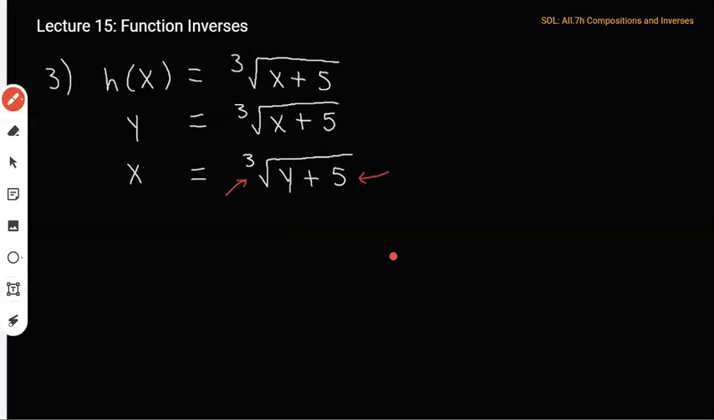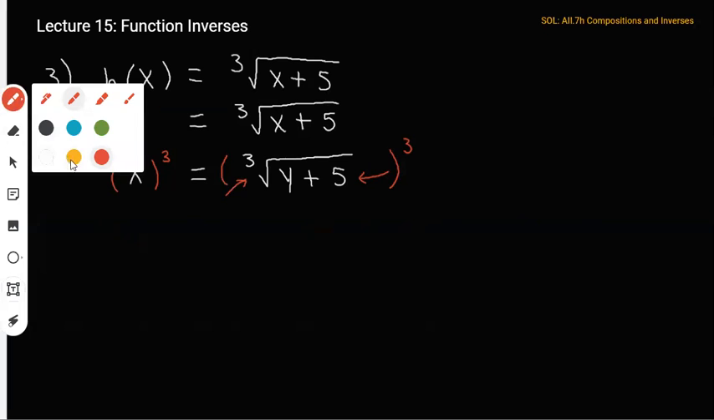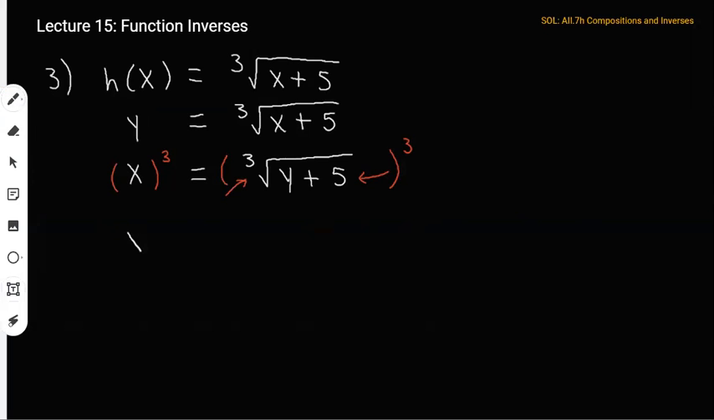So to get rid of a cube root, you need to cube both sides. So what I'm going to do is put parentheses around the x, and I'm going to cube it. And I'm also going to put parentheses around the cube root, and put an exponent of 3 on the outside. So what that does is it leaves me with x cubed on the left side. On the right side, the exponent 3 and the cube root index of 3 are going to cancel each other out. And whatever's on the inside of the radical sign is just going to come out. So the y plus 5 is going to come out.